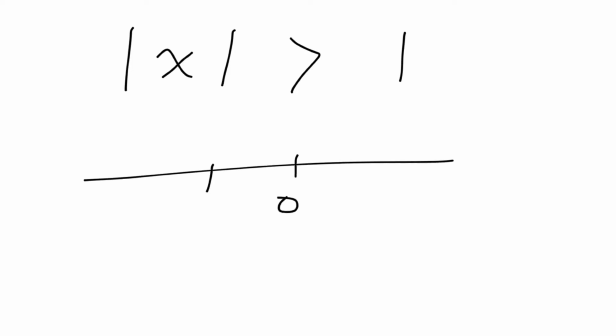If you have the absolute value of x greater than 1, suppose. Ask yourself, what could be the values of x? x can be positive, can be negative, okay? If this is 0, this is minus 1, this is 1. Now, what could x be? If it is positive, it has to be bigger than 1, here.